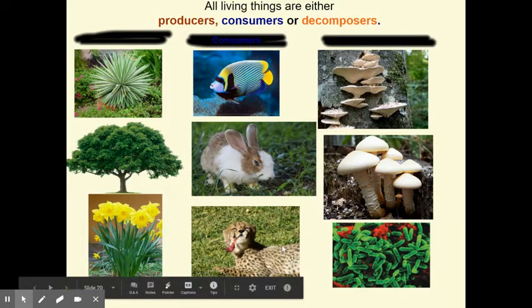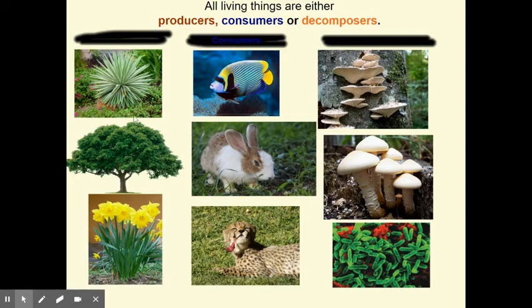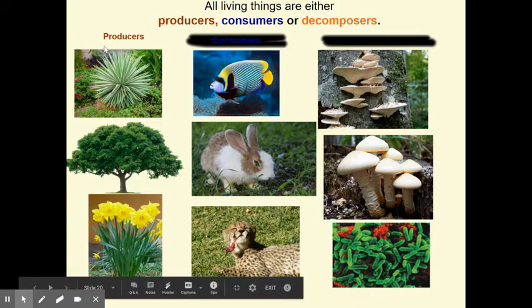Let's look at this first column. We've got an aloe vera plant, a tree, and daffodils. Are they producers, consumers, or decomposers? Take a second, drum roll. They are producers. What does that mean? It means they make their own food. Plants are producers and make their own food.